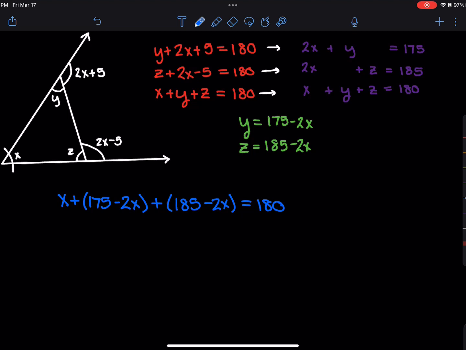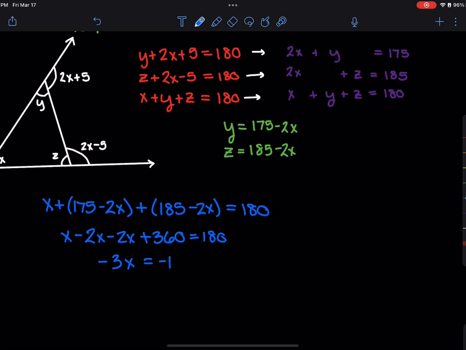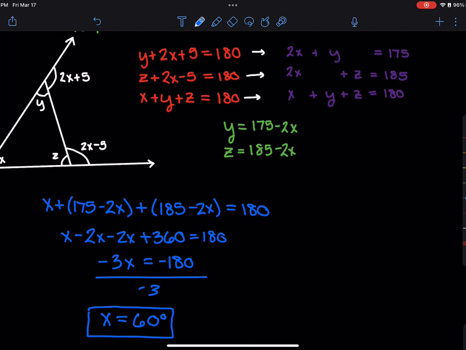And then the next step would be to write everything out. So the 175 plus 185 is going to be equal to 360. And then you also get x minus 2x minus 2x plus 360 equals 180. So we're going to combine all those like terms: negative 2x minus 2x is negative 4x plus x is negative 3x. And then 180 minus 360 is negative 180. So you can divide that by negative 3 to isolate the variable, and you would get x is equal to 60. So the vertex of the triangle is 60 degrees.